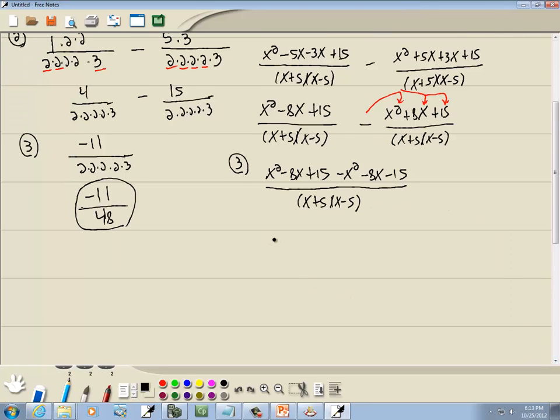We'll combine together like terms at any step. X squared minus x squared, those cancel each other out. Negative 8x and negative 8x is negative 16x. 15 minus 15 drops away. So you got negative 16x over (x plus 5)(x minus 5). Now there's no factoring left to do and canceling. There's nothing that's going to cancel. So that's our answer.